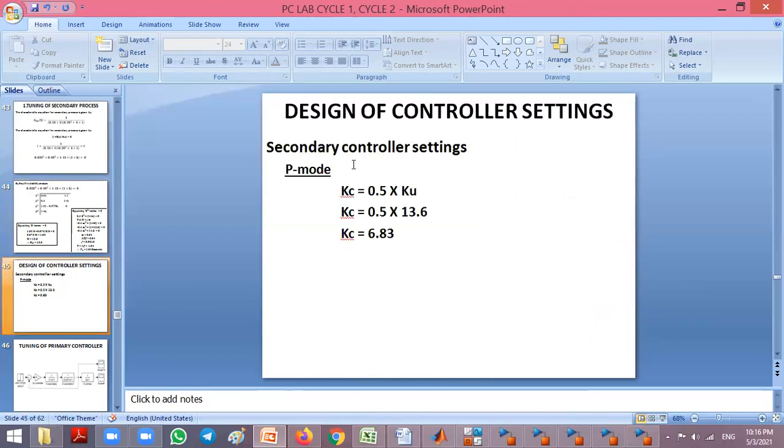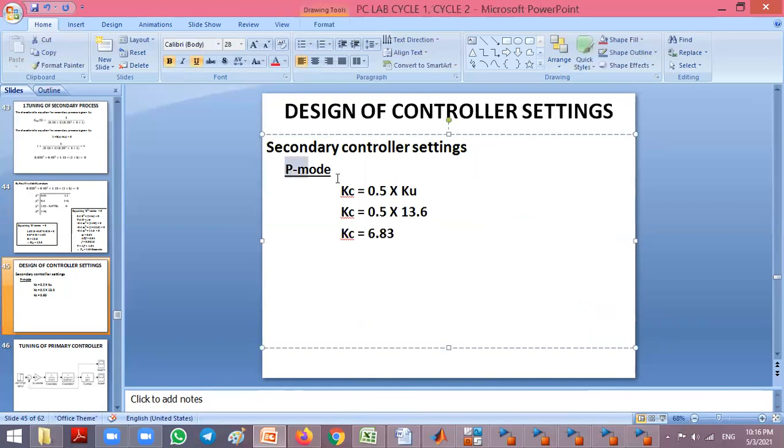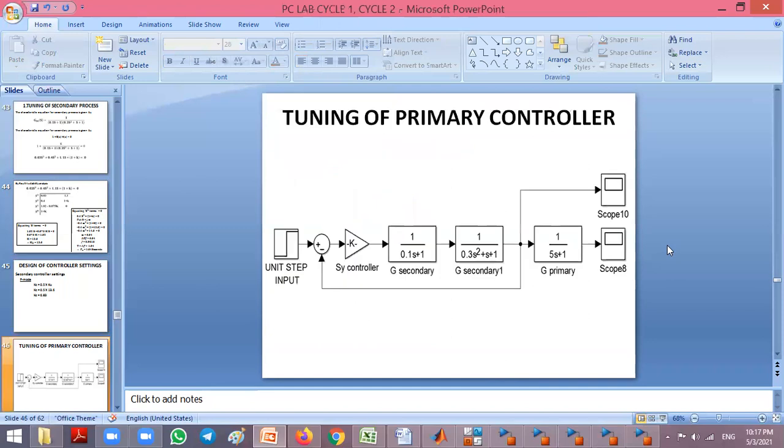So the secondary controller, we are going to put in P mode, as I said earlier. In P mode, the Ziegler-Nichols controller setting is Kc equal to 0.5 into Ku. So it is 0.5 into 13.6, so Kc is equal to 6.83. So now we have designed the secondary controller. We are going for the design of the primary controller.